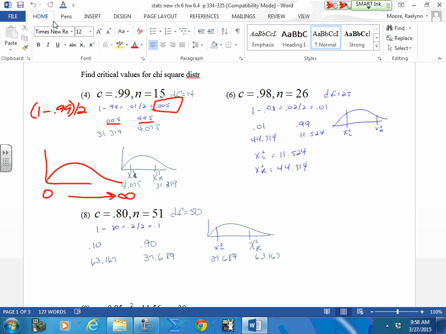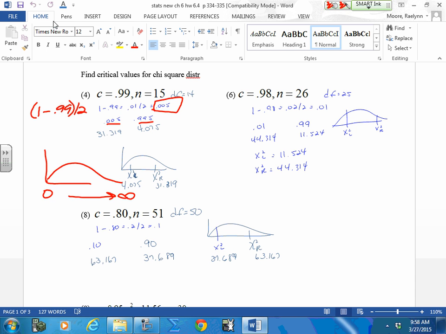Just take those values and write them down. Don't worry about who's left, who's right. The smaller one is going to be on the left side because it goes from 0 to infinity. The larger one is going to be on the right side. So as soon as you write them down and place them on your chart, you should see them. Remember to look up your degrees of freedom, not your n.